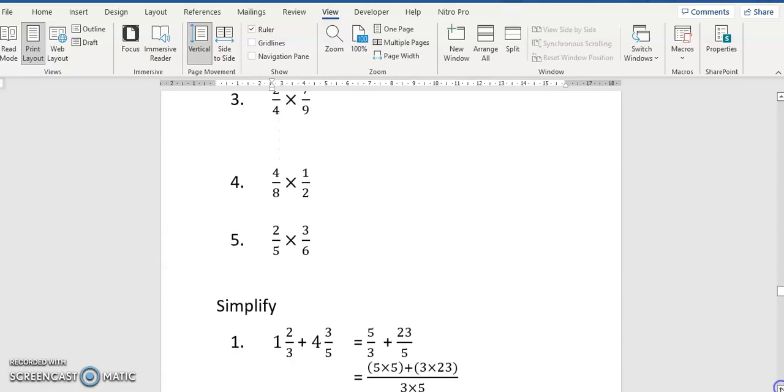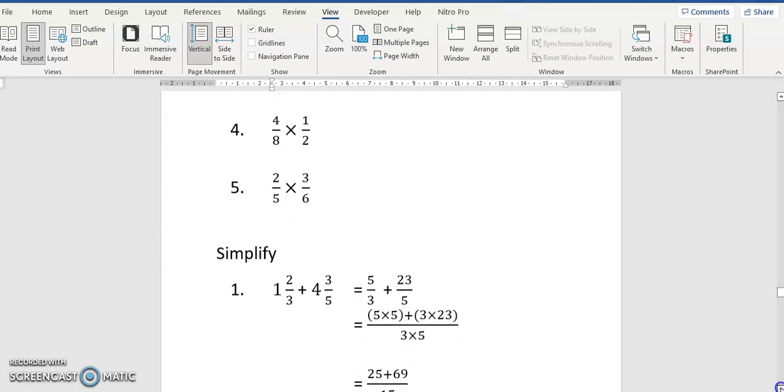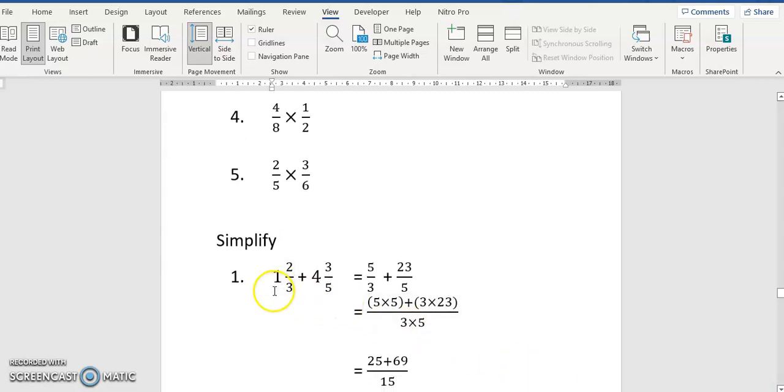Let's move on to the next step. Now, this one also, we are not using calculator. Alright. We use it wisely. Okay, I'm going to show you the 2. How did we get this 5? It's 1 times 3, which is 3, plus 2, which is what? 5.